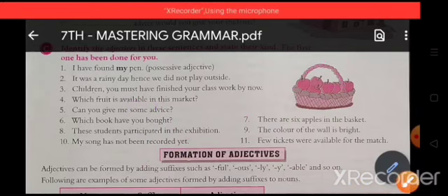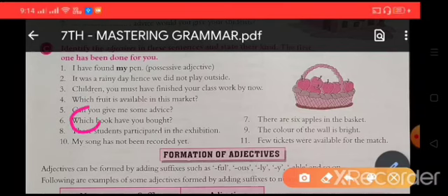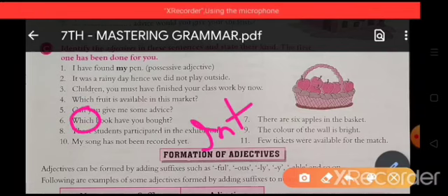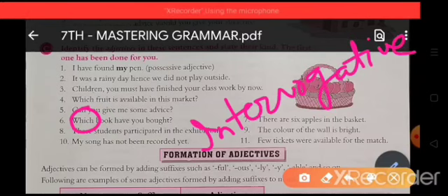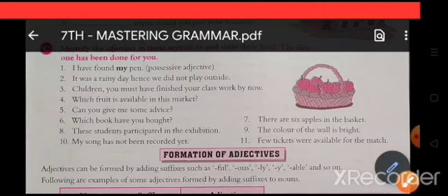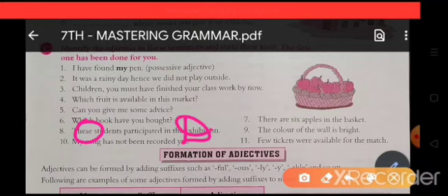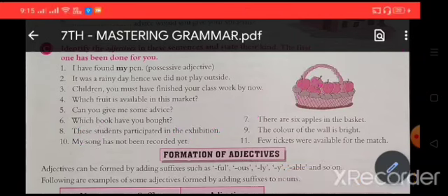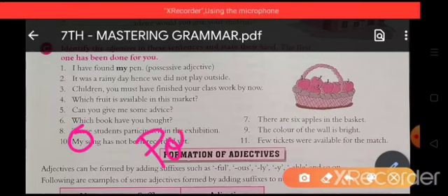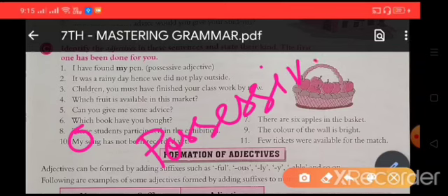Which book have you bought? Which, interrogative. These students participated in exhibition. These, demonstrative. My song has not been recorded yet. My, possessive adjective.